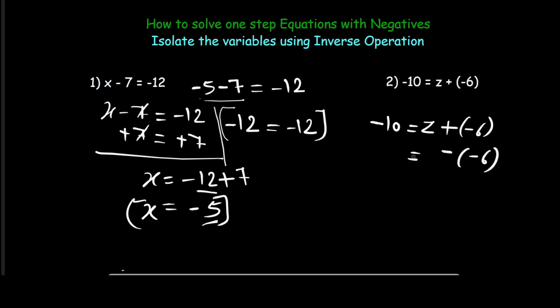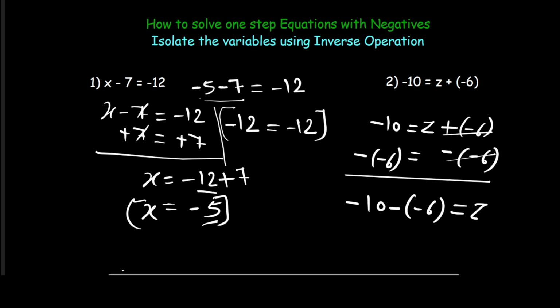Whatever we do to one side, we have to do the same to the other side. So we do the same to the left side of the equation. This plus minus 6 and this minus minus 6 will cancel out each other. I'm going to bring this down here. So minus 10 minus, in brackets, minus 6 equals z. Minus 10 and minus minus becomes plus, so plus 6 equals z.